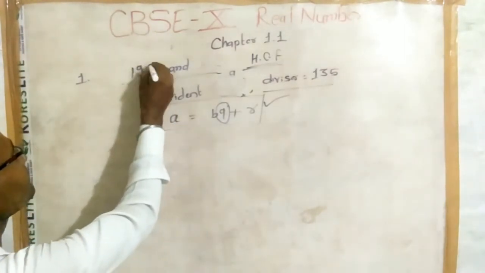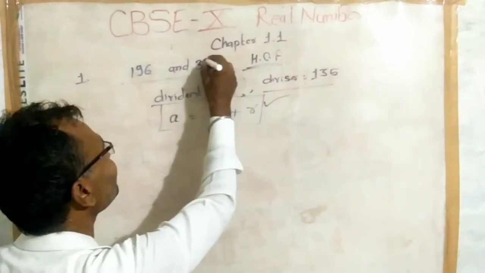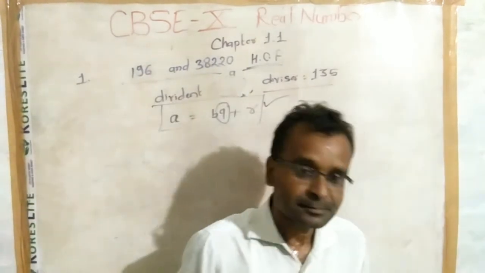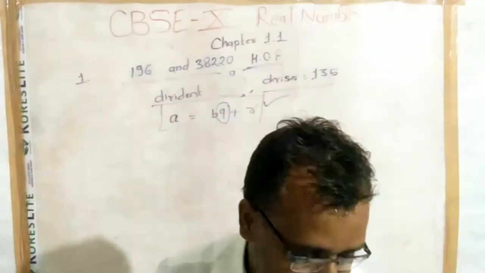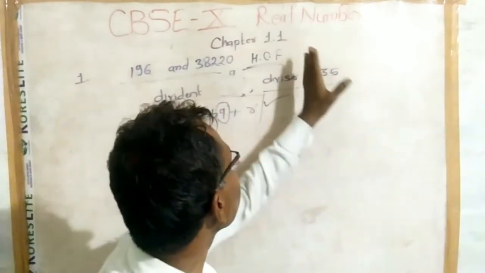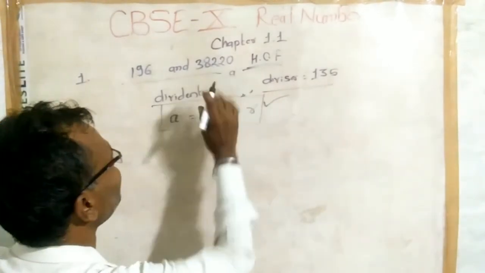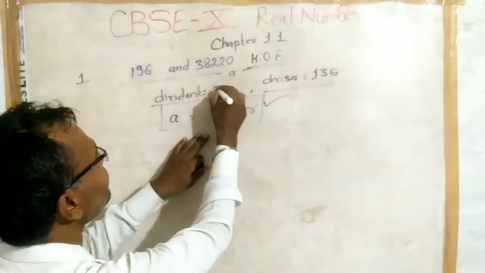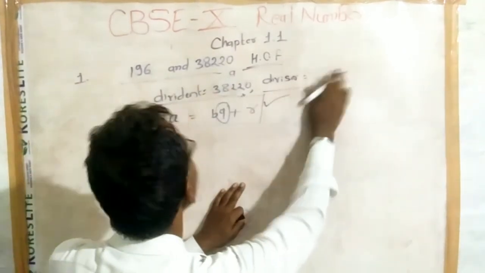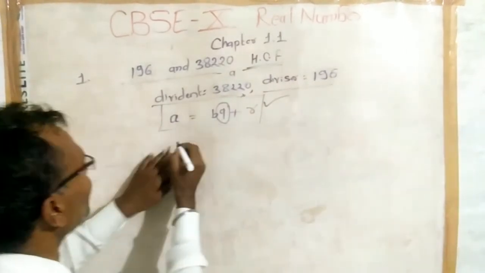196 and 38220. Now you have got the method to compute the HCF by this method, so there is no need to explain more. Here the dividend equals 38220 and the divisor is 196. Write it in this form.